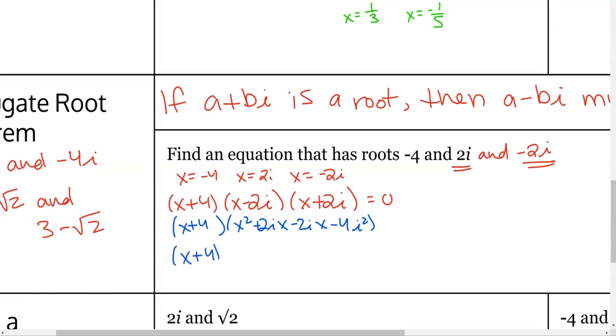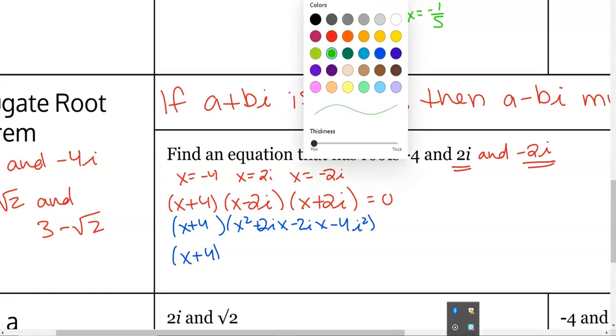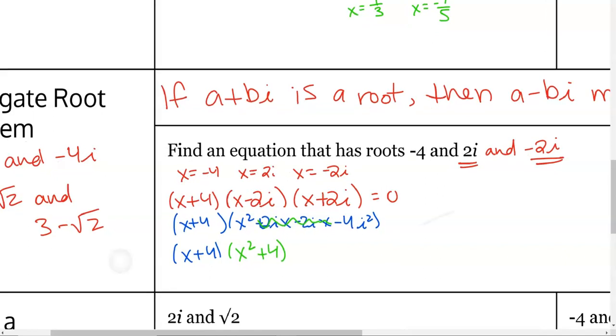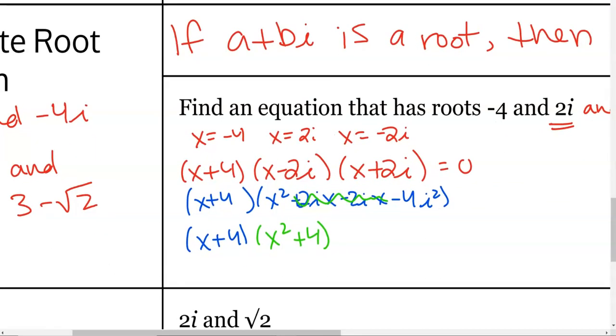That's a lot of pieces. Or is it? What happens? My 2ix's cancel out. Turns into a positive 4. Good. This becomes x squared plus 4, because i squared is negative 1. So that's negative 4 times negative 1.